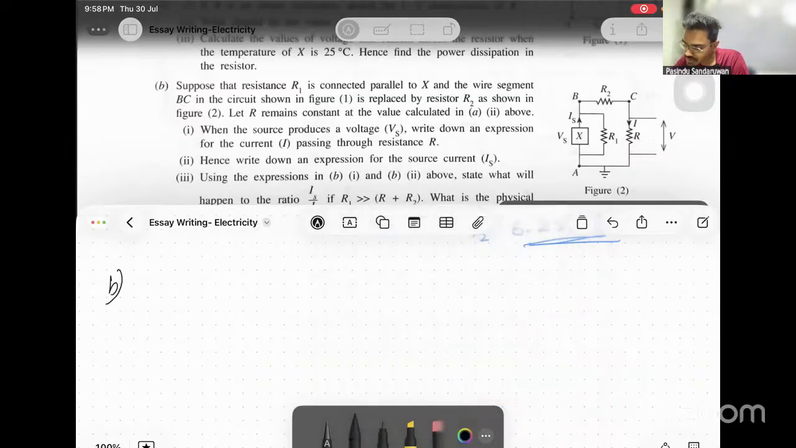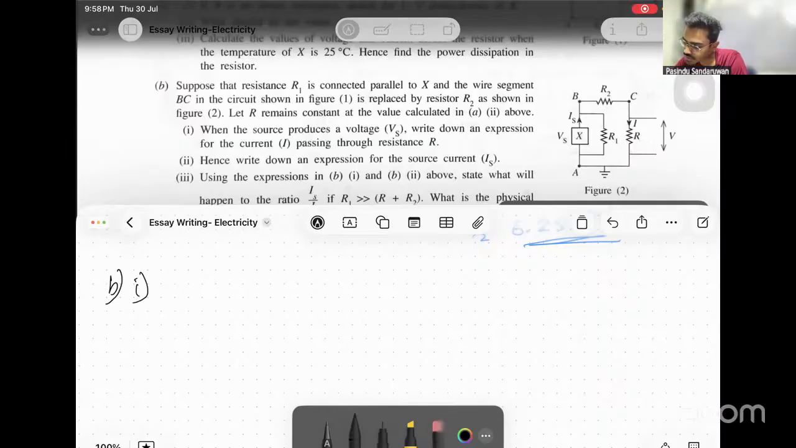Part B. Suppose that resistance R1 is connected in parallel to X and the wire segment BC. R1 is shown, and the wire segment BC in the circuit shown in figure 1 is replaced by a resistor R2 as shown in figure 2. Let R remain constant at the value calculated in A2 above. That was 250.